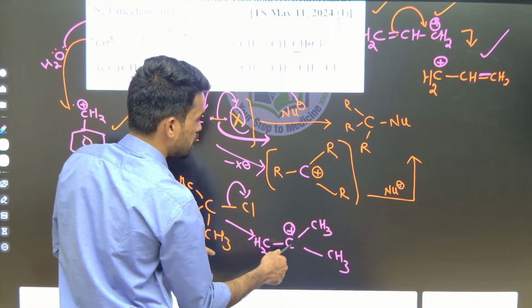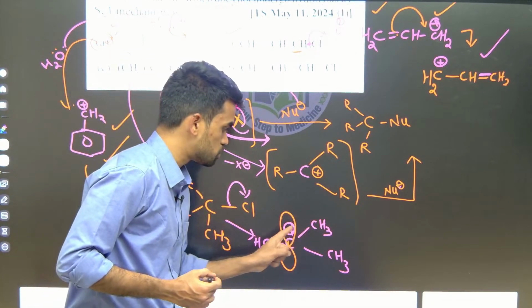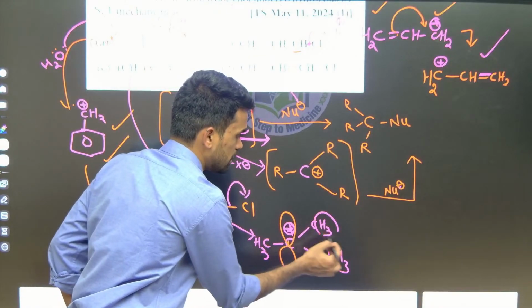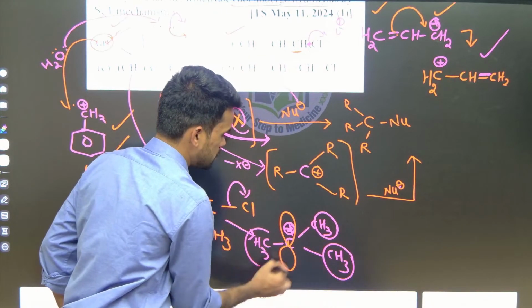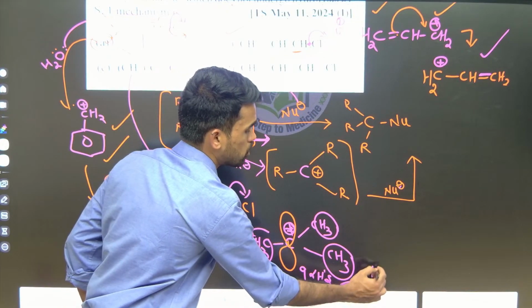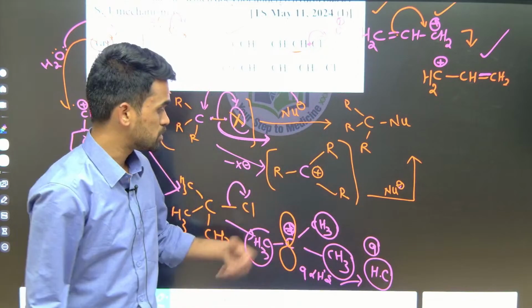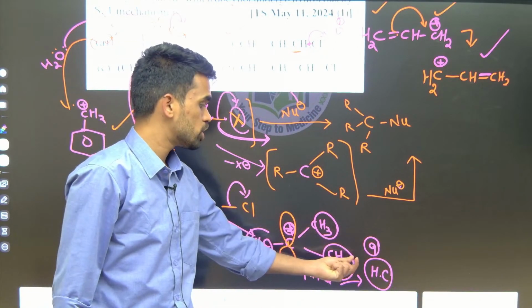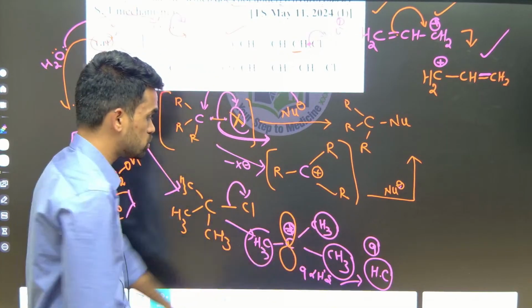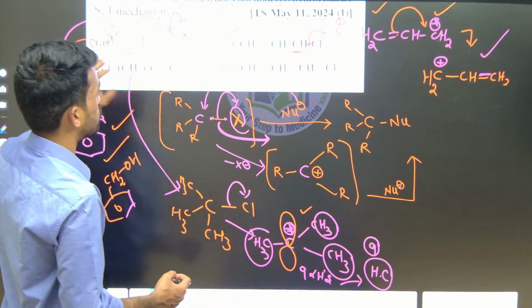This is an sp2 carbon with three methyl groups and electron deficiency. How many alpha hydrogens are there? 3 plus 3 plus 3, so 9 alpha hydrogens. It can be stabilized by hyperconjugation. There are 9 hyperconjugation possibilities, 9 hyperconjugative stabilizations because of these alpha hydrogens. So this carbocation is also highly stable, and it will also be involved in the reaction.